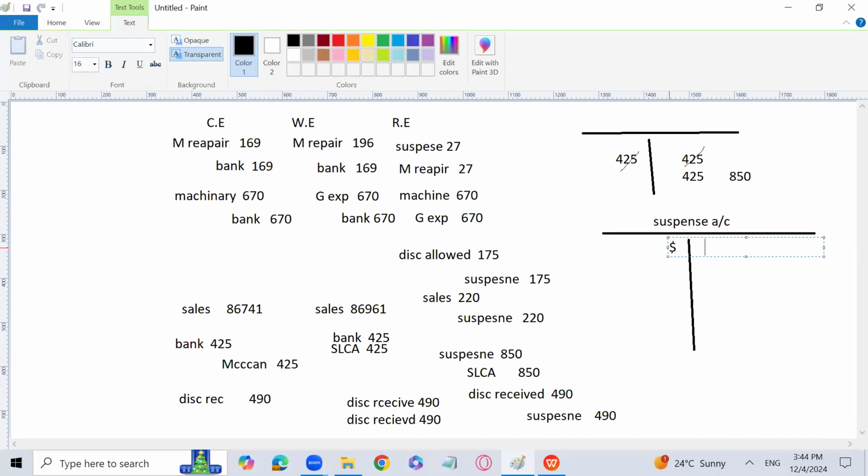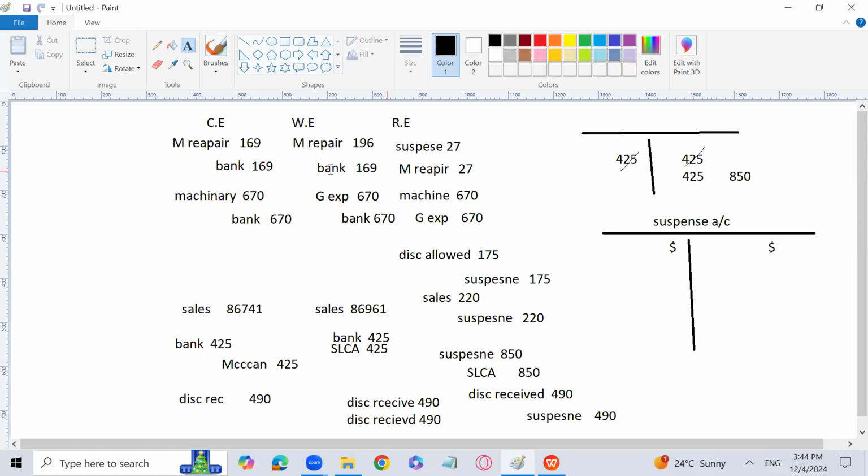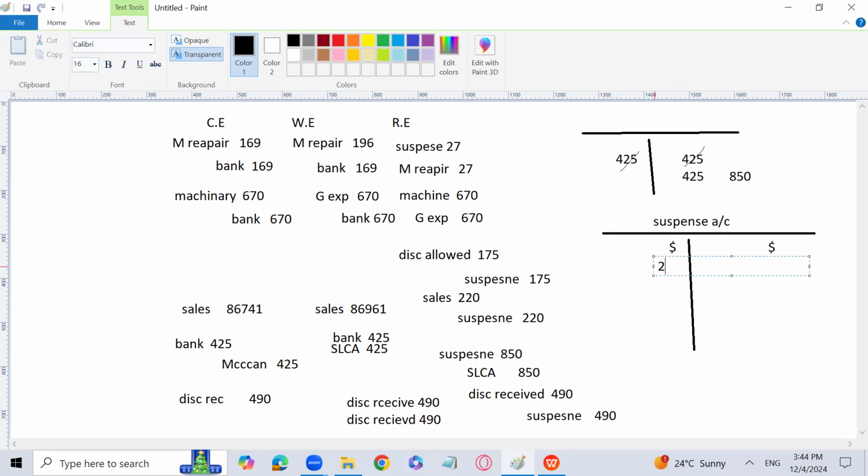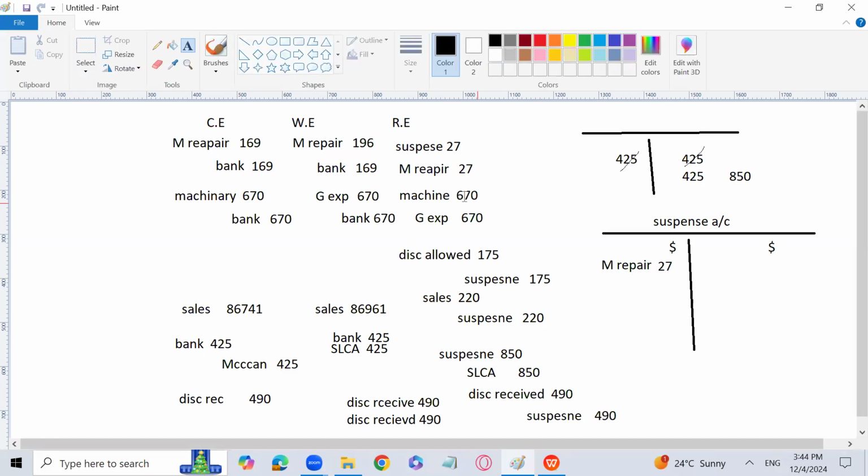Here I'm going to write the $ sign. So let's see. Rectifying entries you have already passed. In the first entry, suspense is going to be debited with 27, and the name of the opposite side will come, which is motor repair. Again, in the next entry, there is no suspense, so it will not come in the suspense account. I'm talking about rectifying entries, the correcting entries.